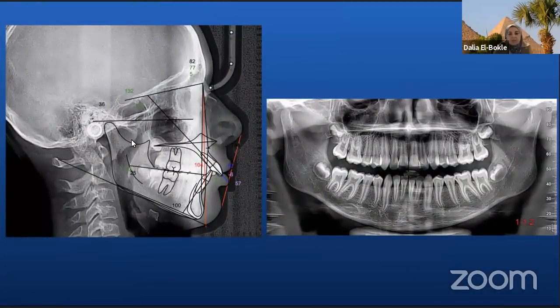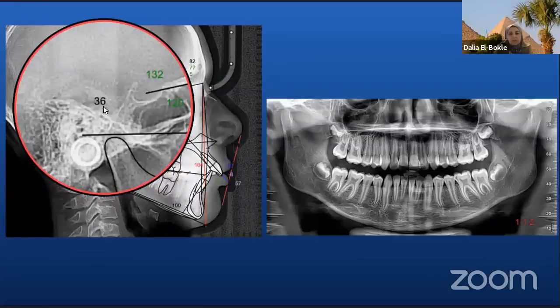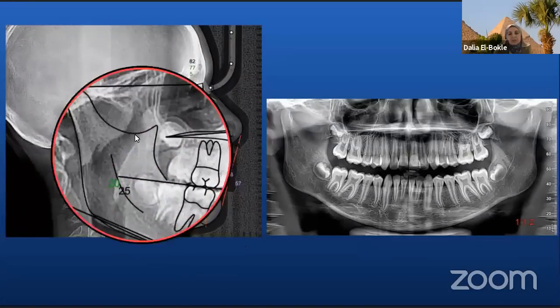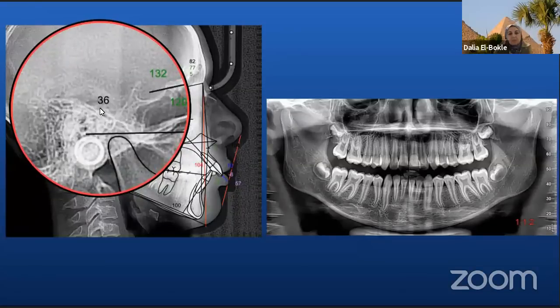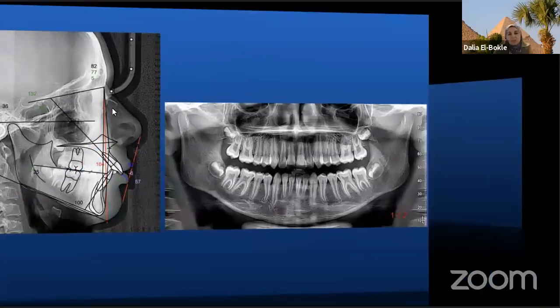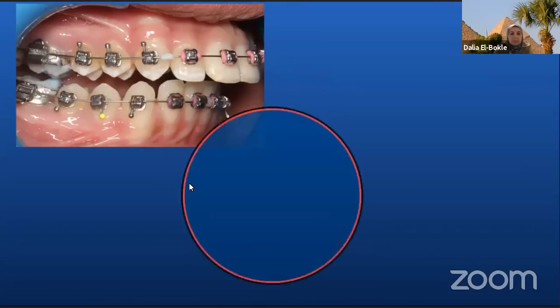This is her Ceph tracing and her panoramic radiograph. Her ANB was 5 degrees to start with, and she was slightly on the vertical side with an SN mandibular plane angle of 36 degrees. So that's why I opted to use the debiber, or the debibbery, on the first molars right there.